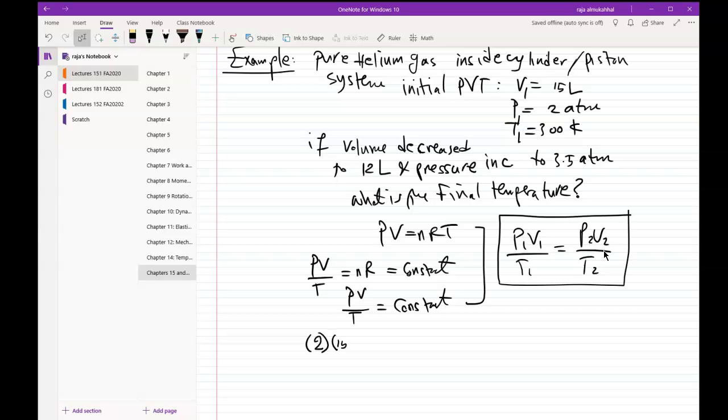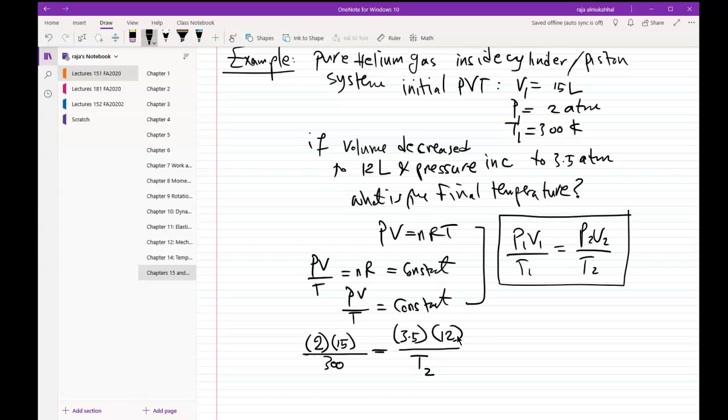V1 is 15 divided by T, always in Kelvin, never ever put it in Celsius. So it's 300 equals to, what's going on? He said the volume decreased to 12. So now the volume is 12, from 15 to 12. You see what I'm saying? And then the pressure, he said, increased to 3.5 divided by T2. There we go. See how easy it is?